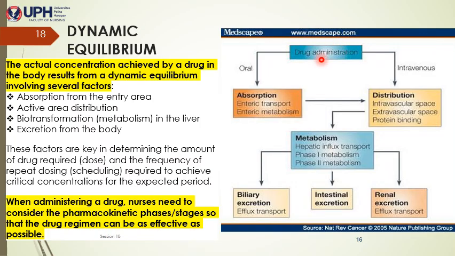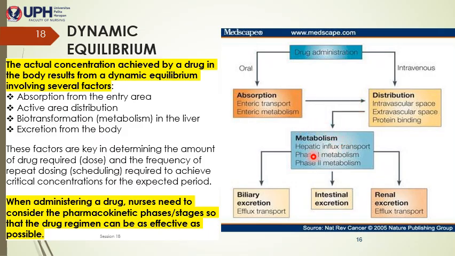So when we administer the drugs, whether it's orally or intravenously, we remember that both will go through absorption. When we do oral, the drug will be absorbed through enteric transport and metabolism. But when we do intravenously, instead of absorption, the drugs will go through distribution, which is inside the intravascular space or extravascular space, or even directly have protein binding. Then all the drugs will come to the metabolism.